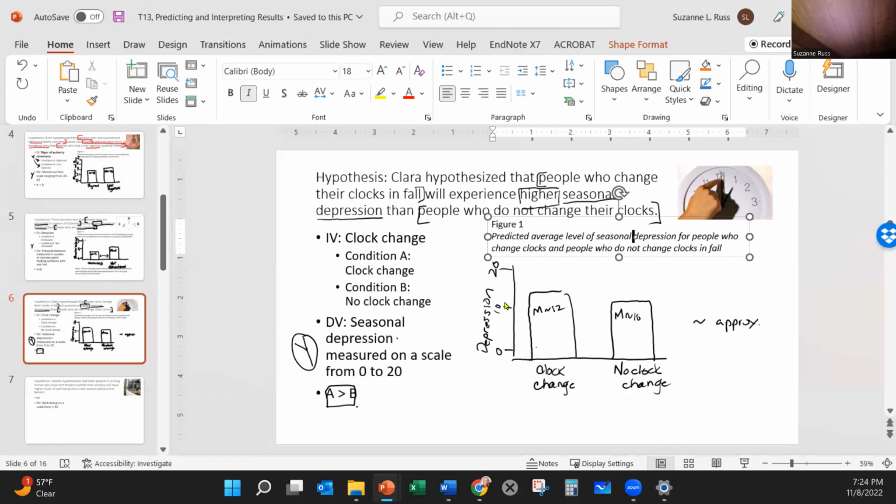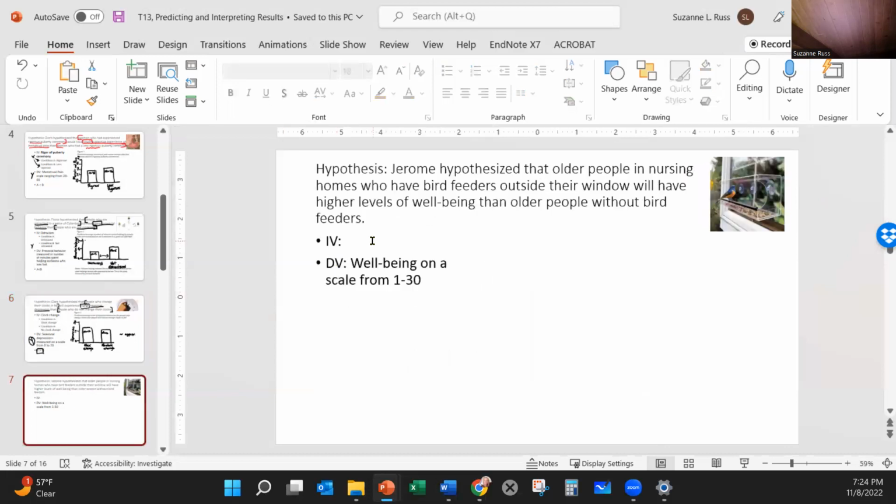I think that's a good title. Let's go on and do one more. Jerome hypothesized that older people in nursing homes who have bird feeders outside their window will have higher levels of well-being than older people without bird feeders. And I've already identified for us the dependent variable. This is what we're counting, what we're measuring, what's always going to go on the y-axis.